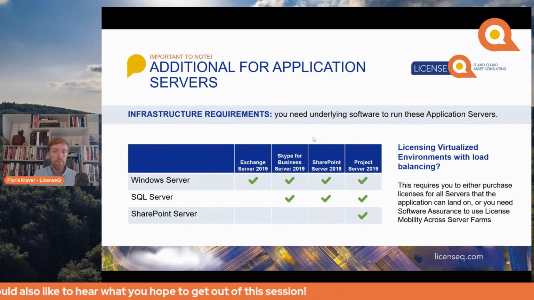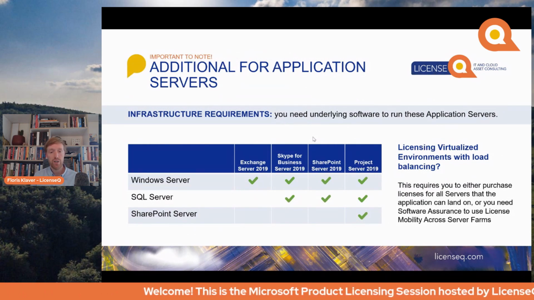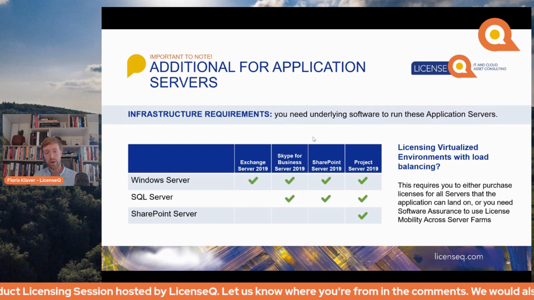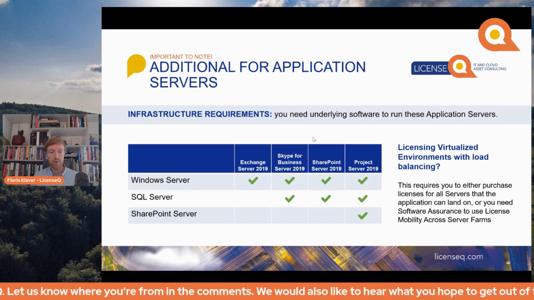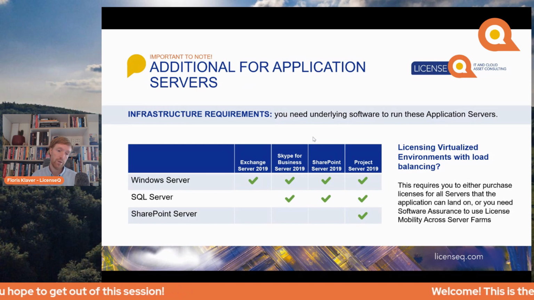Well, what's important to note with these application servers is that there are certain infrastructure requirements. So in order to run Exchange Server 2019, you need to always license the server first with Windows Server before you license your Exchange Server on top of it. The same goes for Skype for Business, but you also need SQL Server licenses. And for SharePoint, this same rule applies. And for Project Server, next to Windows Server and SQL Server, you need SharePoint Server licenses as well.